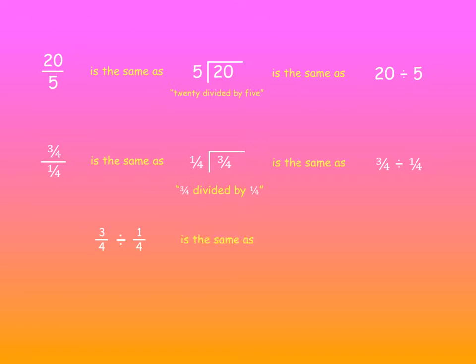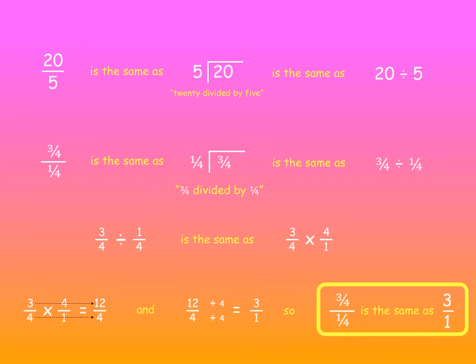3/4 divided by 1/4 is the same as 3/4 times 4 over 1, or 4 wholes. Remember, we have to invert and multiply. And 3/4 times 4 over 1, we multiply that out, we get 12/4, and divide each number by 4, that equals 3 over 1. So the ratio 3/4 to 1/4 is the same as the ratio 3 to 1.